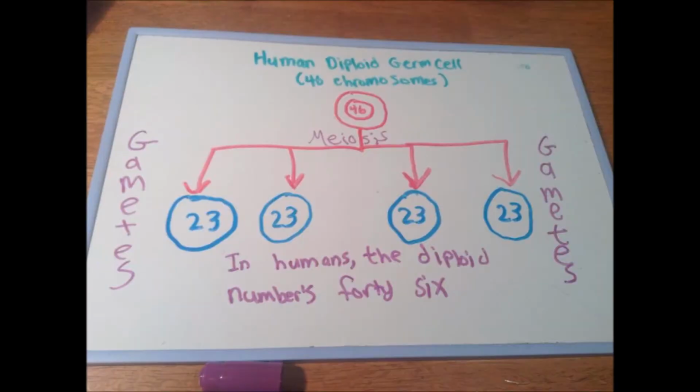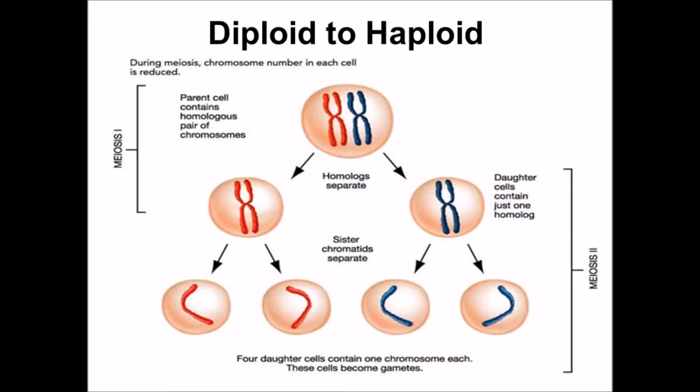In humans, the diploid number is 46, and a key trick that happens in meiosis is dividing that number in half to 23. And that single set of chromosomes has its own name. It's called haploid in this meiotic game. So diploid to haploid's a key meiotic strategy.